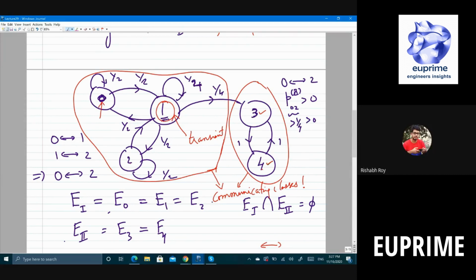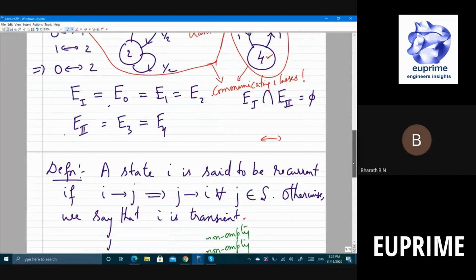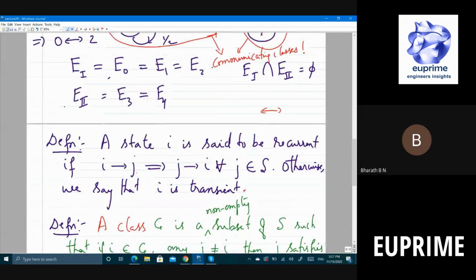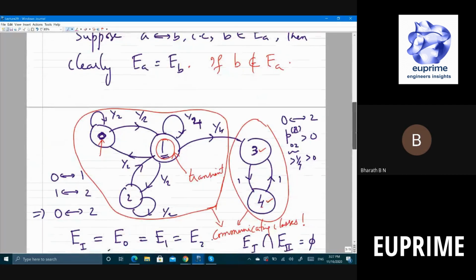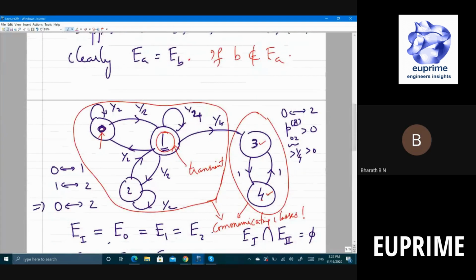If it moves to 1, then there may be a chance that 1 moves to another state and doesn't come back. To be recurrent, if I communicates with J, that implies J communicates with I, for every J in S. That's correct, so I think we missed that. Can 0 communicate with 3? Yes, in two steps with a probability of at least 1 by 8. Can 3 communicate with 0? Not really. Therefore, this is also transient, right?